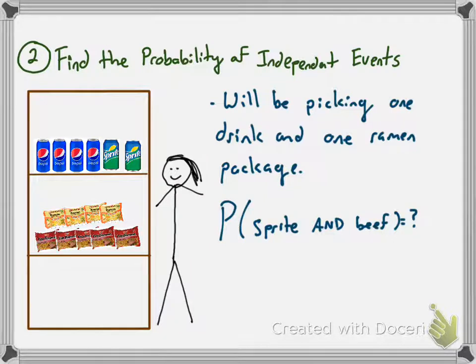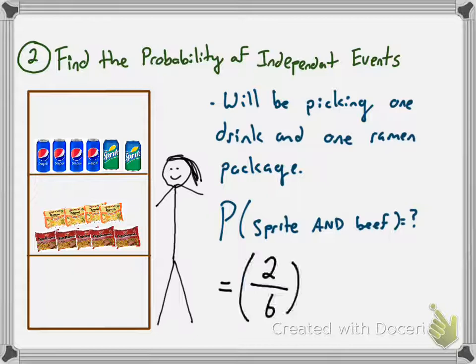So here I want to ask myself, okay, are these independent? Yes, they would be because I'm picking one drink on the top shelf, and then separately I'm going to pick one package on the bottom shelf. Those are two separate events, and they're not really influencing each other because I'm just closing my eyes and I'm randomly picking one.